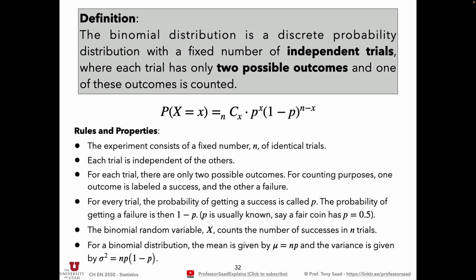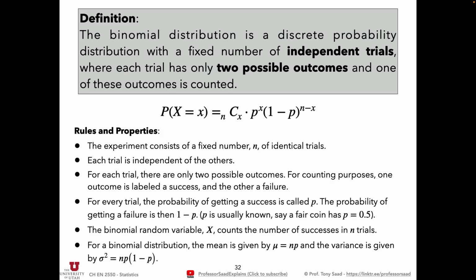Now, what do these numbers mean? We're going to explain them here. The experiment consists of a fixed number of identical trials. That's going to be n, that lowercase n. So in the previous example, I tossed the coin 58 times. n is going to be 58 in that case. Each trial is independent of the others. True. For each trial, there's only two possible outcomes.